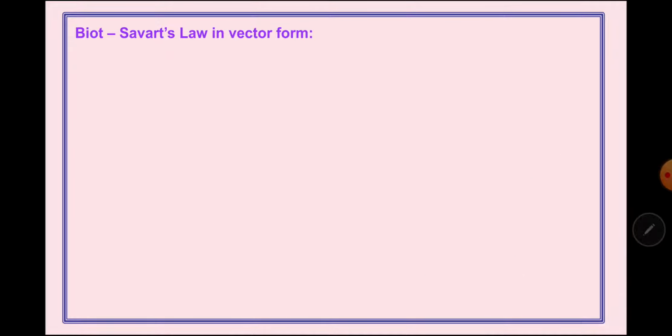Let us now discuss Biot-Savart's law in vector form. Students, magnetic field strength is a vector quantity and it has a direction, but the formula that we saw on the previous page was only indicating the strength of the field. Let us see how we find the direction in the form of a mathematical expression.